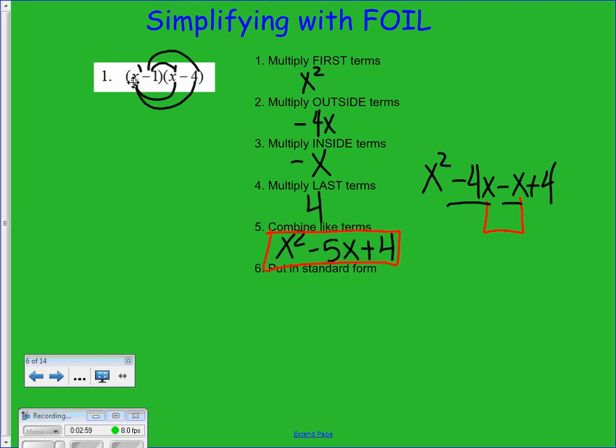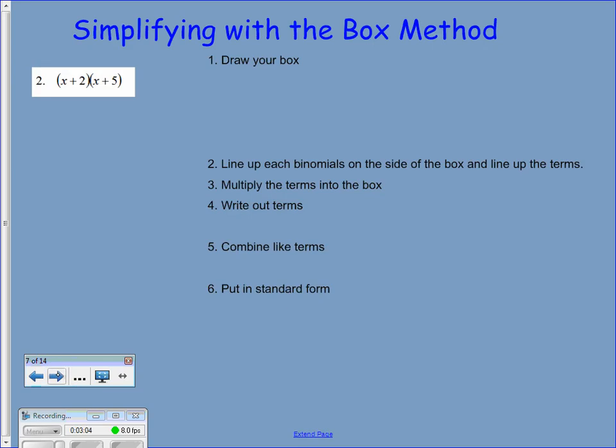Let's go ahead and look at another one. So let's try this one with the box method. So the first thing you want to do is draw out your box so we can multiply. This you guys will notice kind of looks like a Punnett square if you guys have done those in science to look at genetics. So I'm making a box of 4 because I have 2 terms times 2 terms. So what I'm going to do is I am going to put each binomial lined up with a box.